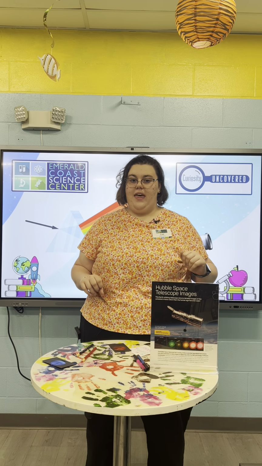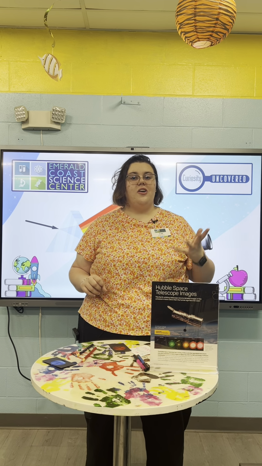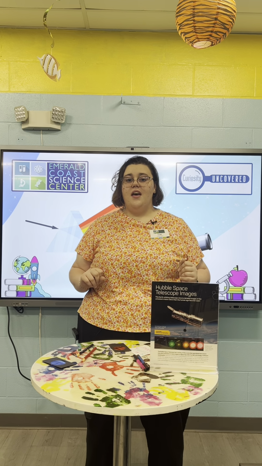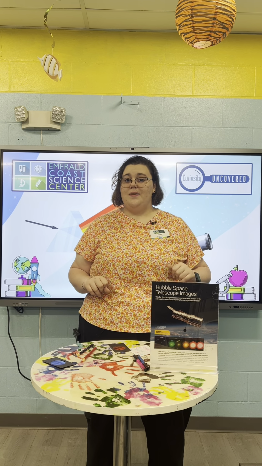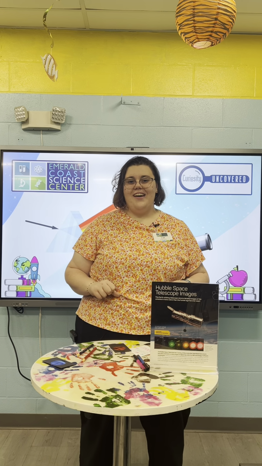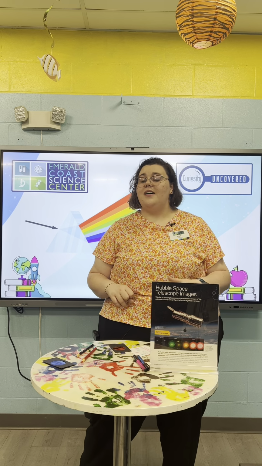So we're going to look at that. We're going to look at how different telescopes are also designed to detect different types of light. What we're going to look at is some images that were captured by the Hubble Space Telescope. The Hubble Space Telescope captures images in visible and ultraviolet light, using these filters to separate the different colors and create stunning composite images.